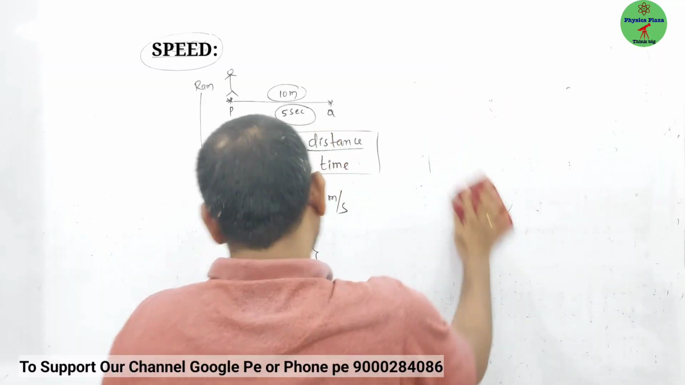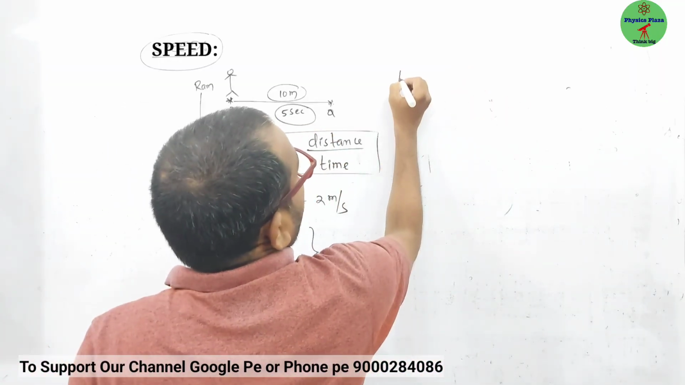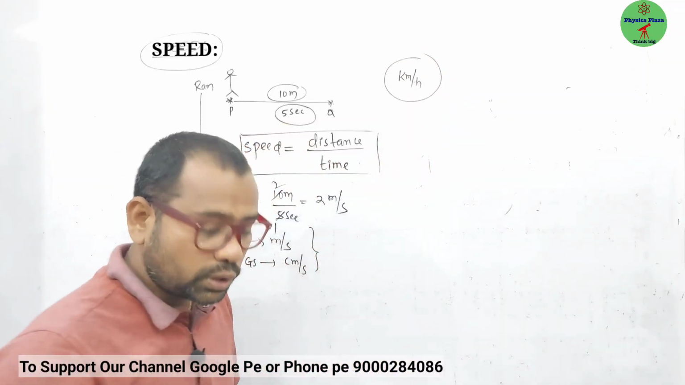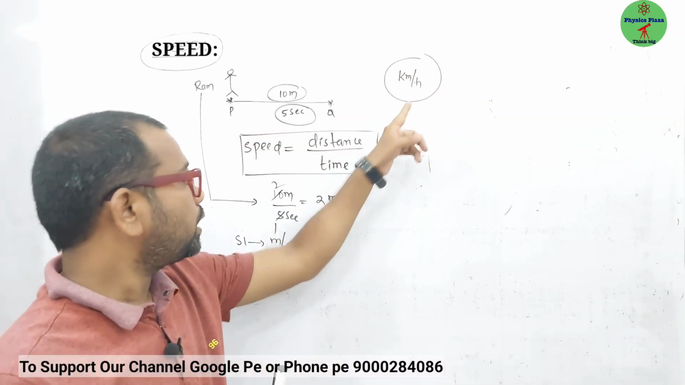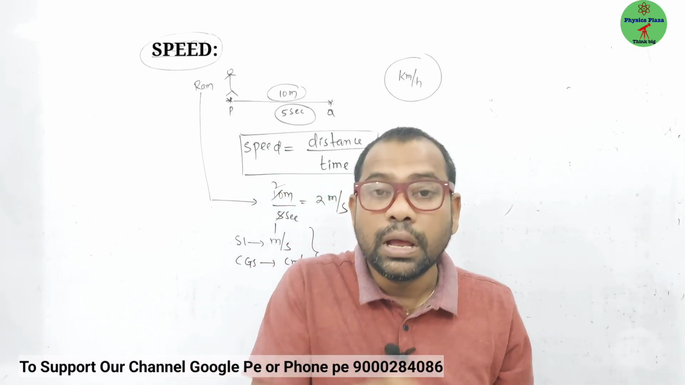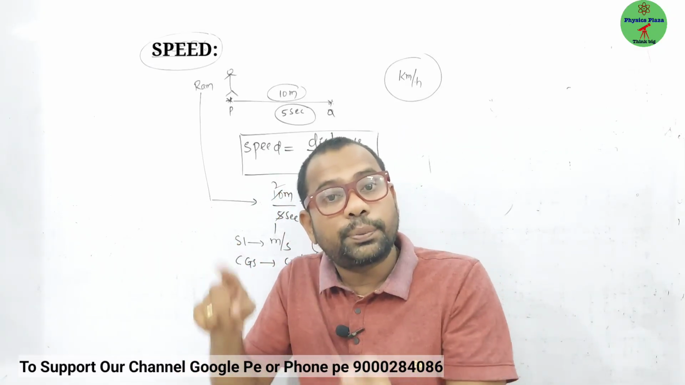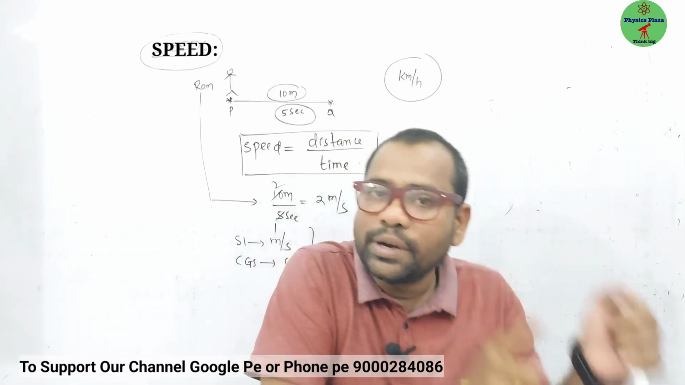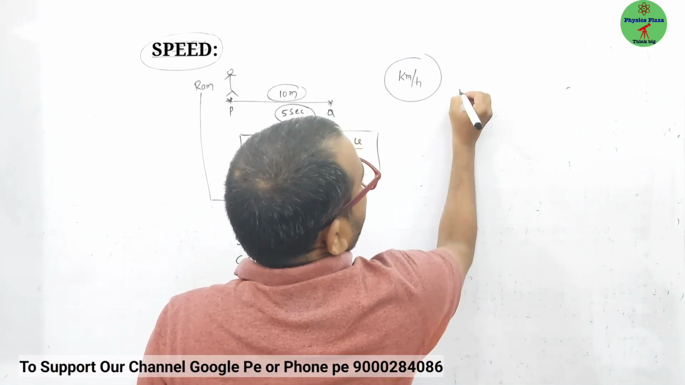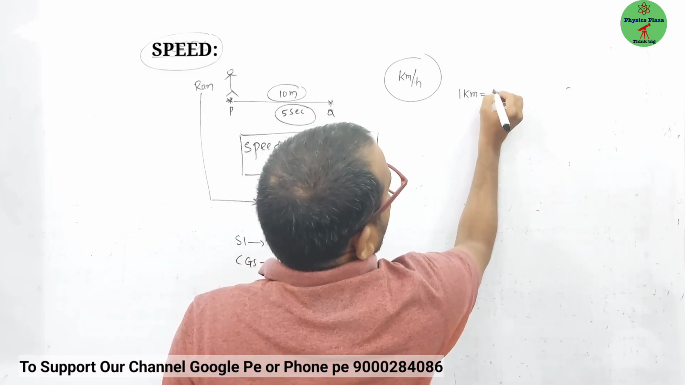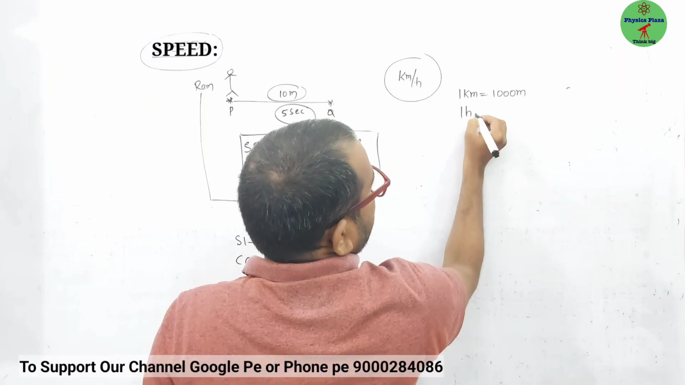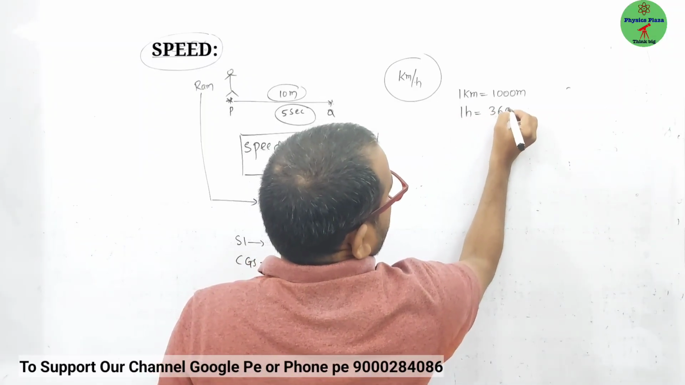As we are using kilometer per hour also as a unit for speed, children, you must know the relation between kilometer per hour and meter per second. Why? Because in the exam they will ask you to do the conversions from meters per second to kilometer per hour, or kilometer per hour to meter per second. Okay, fine. Let us try to understand. Before that, we know that 1 kilometer is equal to how many meters? 1000 meters. Great.